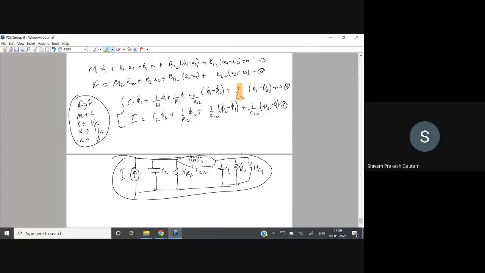This will be 1 by L12, right? K is what? 1 by C? You can see K is analogous to what? K is analogous to 1 by C, not L. L is analogous to what? Have I done some mistake? So K is analogous to 1 by L, sir. Okay. So 1 by L. Right. Okay. 1 by L. So let me write here. 1 by L12. Right? Anything else?